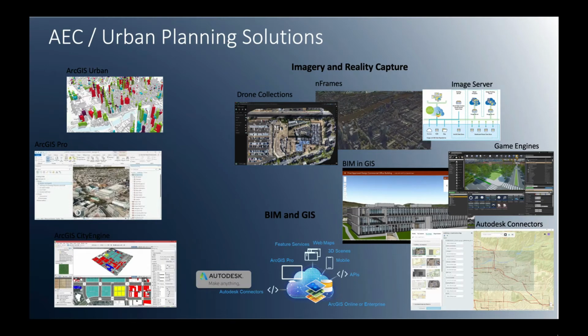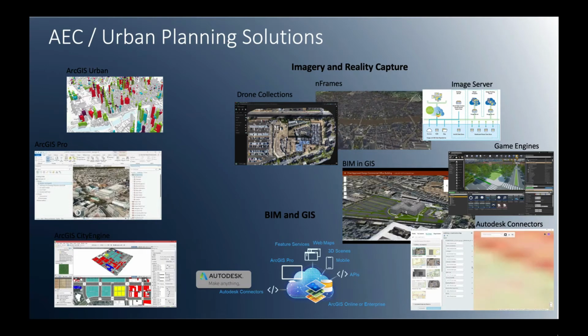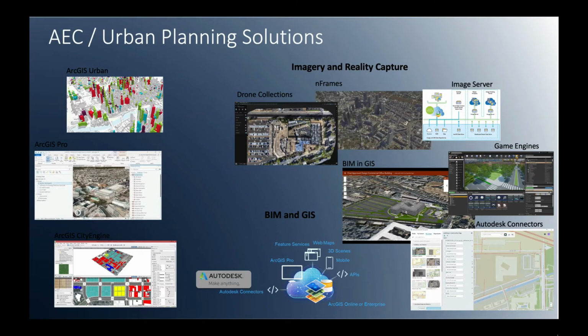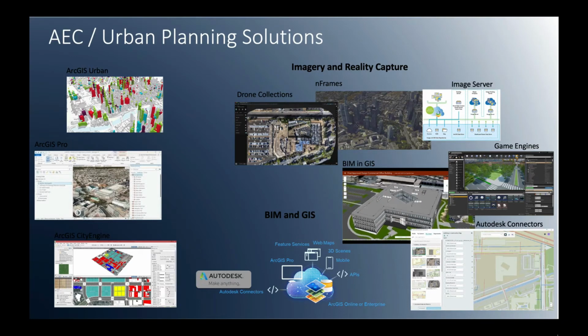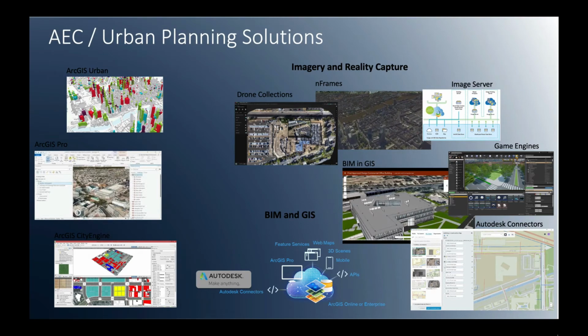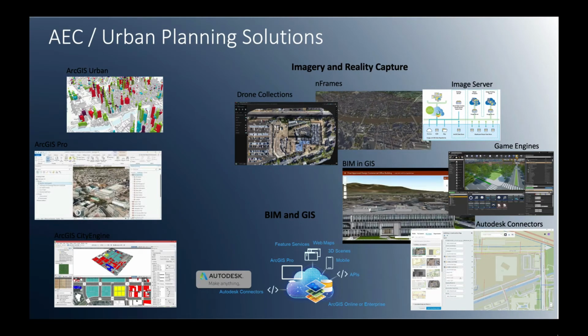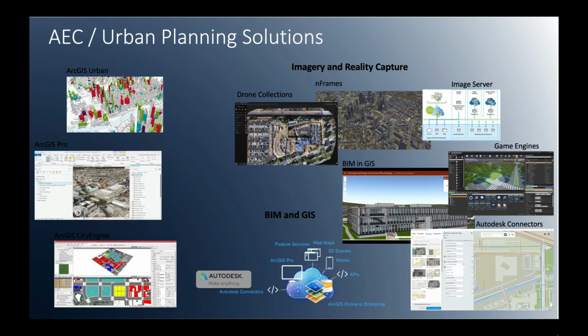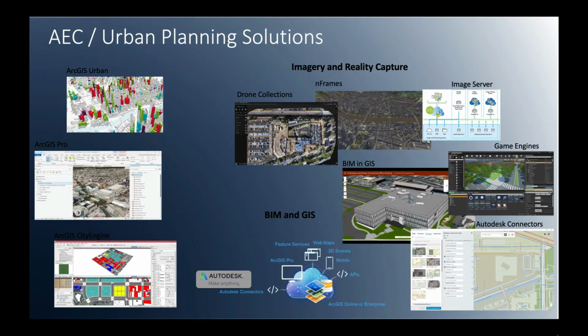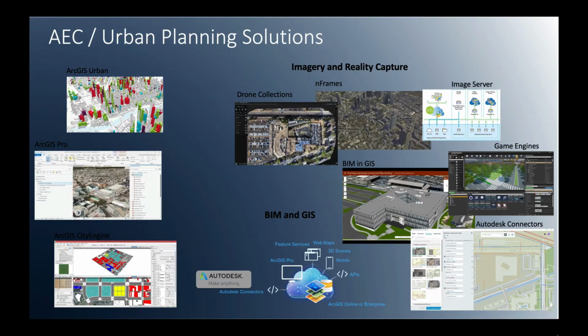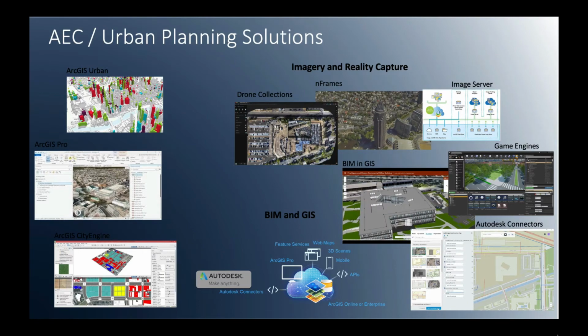And under the imagery and reality capture umbrella, we have, for example, nFrames, a company which Esri acquired earlier this year. nFrames specializes in technology to automatically generate tiled DSMs, so digital surface models, true ortho photos, and meshes. Here in Zurich, we developed the Scene Viewer, the 3D part of the ArcGIS API for JavaScript, ArcGIS Urban, and ArcGIS CityEngine.